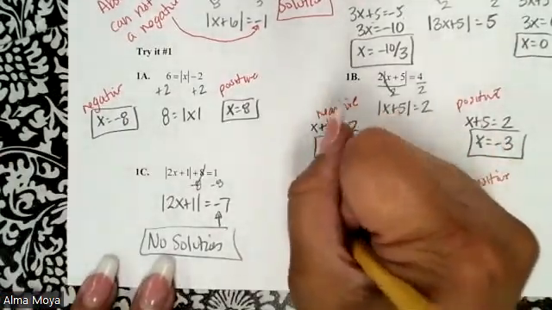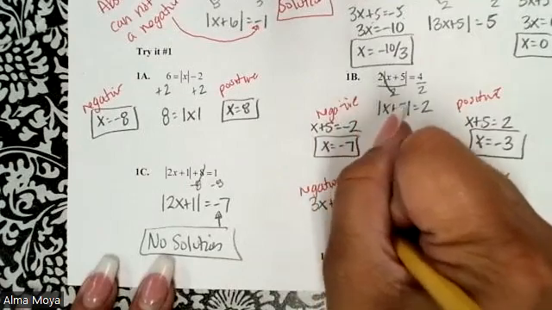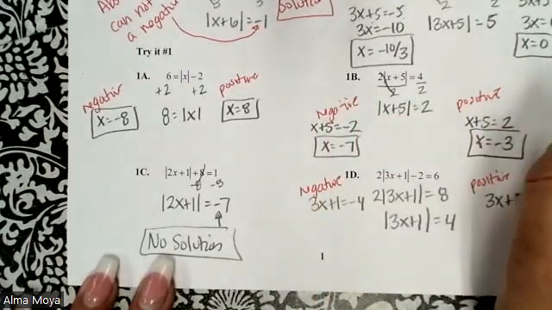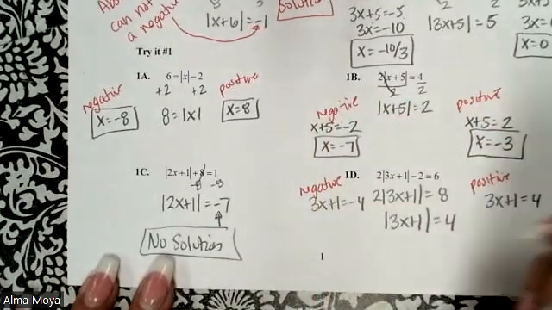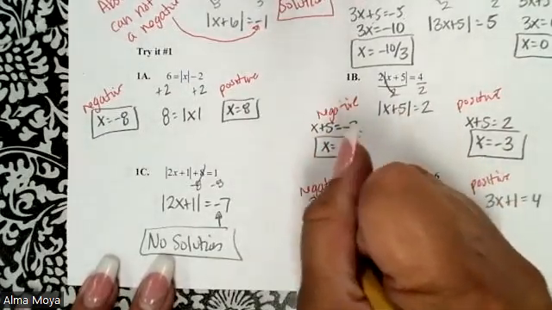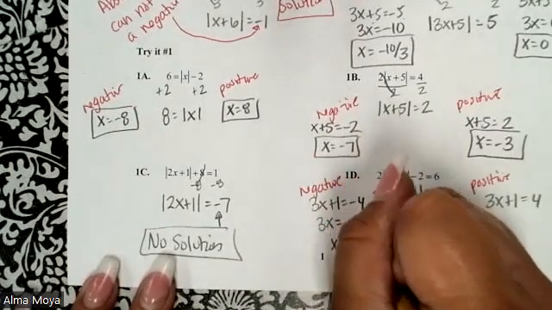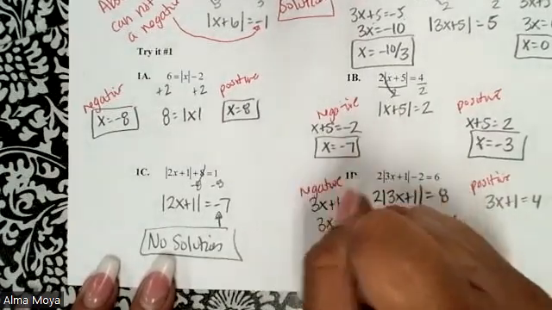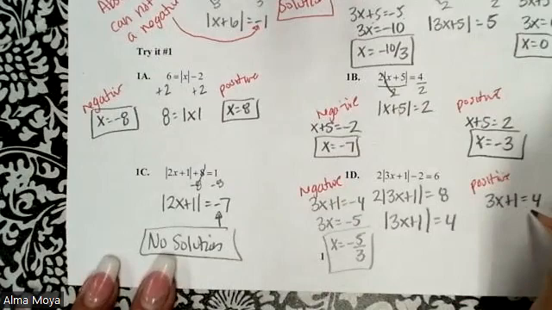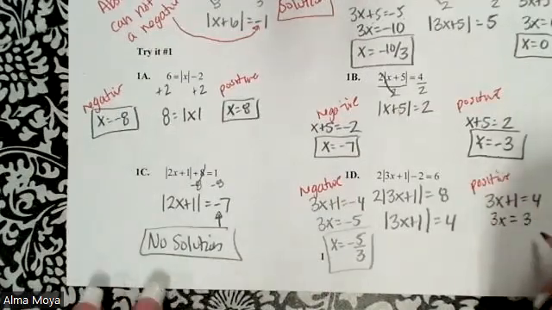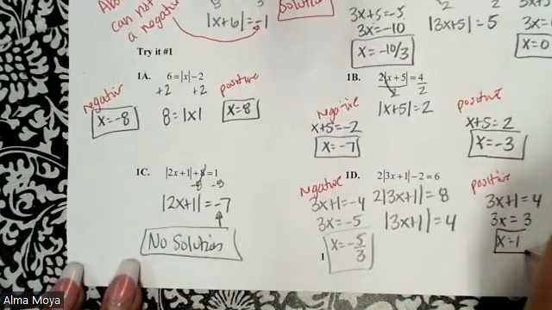So here I have a 3x plus a 1 equals a negative 5. 3x plus a 1 equals a positive 4. So when I subtract 1 to both sides here, I have 3x equals -5, and then divide both sides by 3, so I'm left with -5/3. On this side, I am subtracting a 1 to both sides, so I get a +3, and then when I divide by 3 to both sides, I get x equals 1.